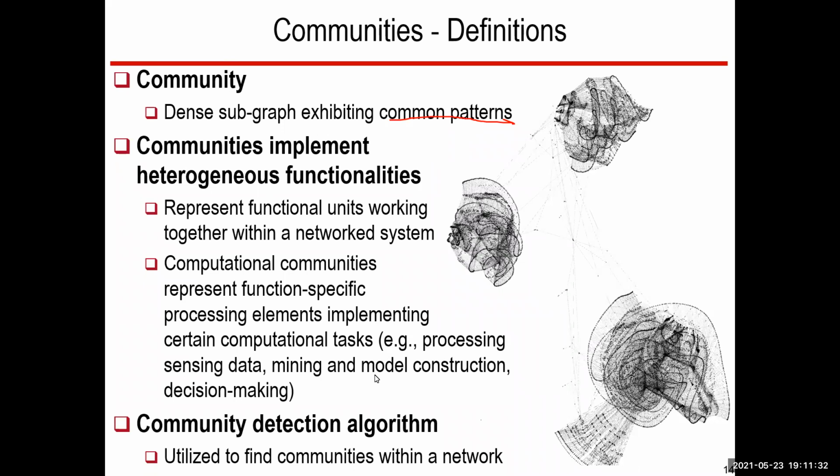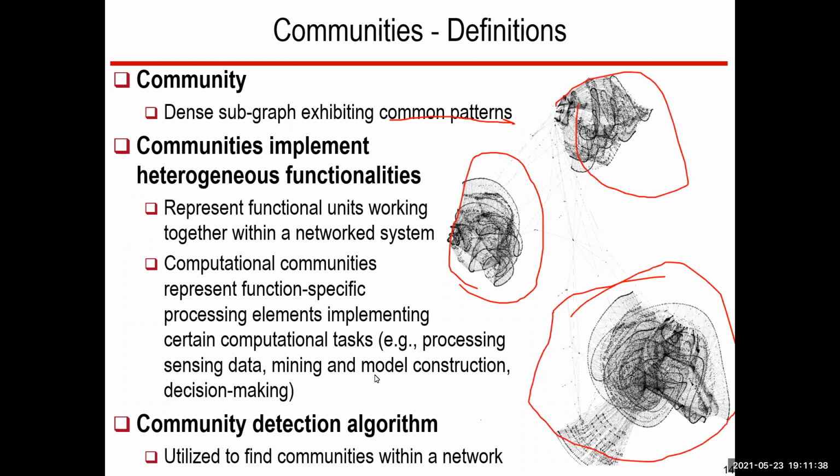As you can see in this figure, we clearly have three communities, 1, 2, and 3, where nodes are densely clustered together, such that inter-community communication is minimal.